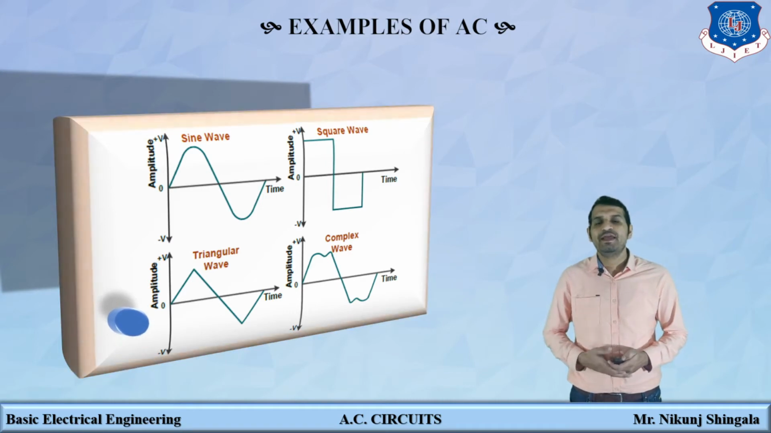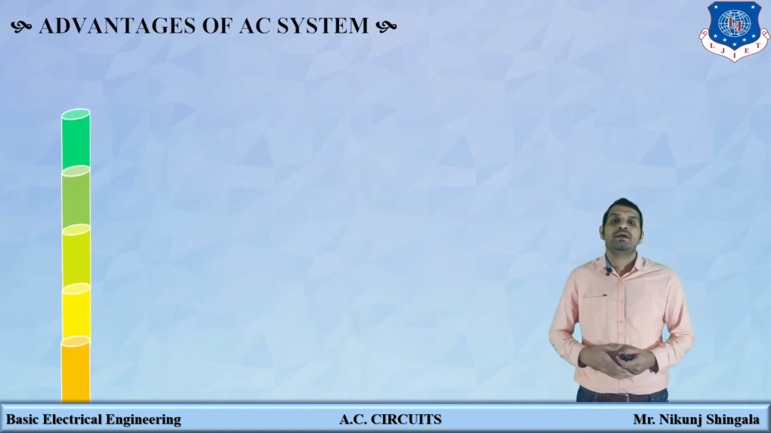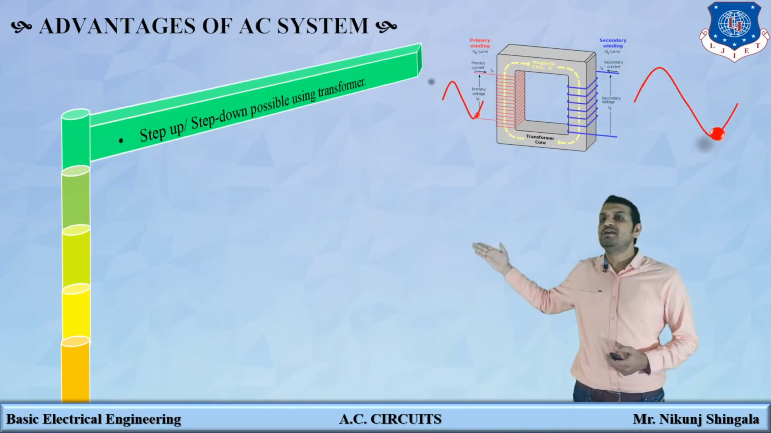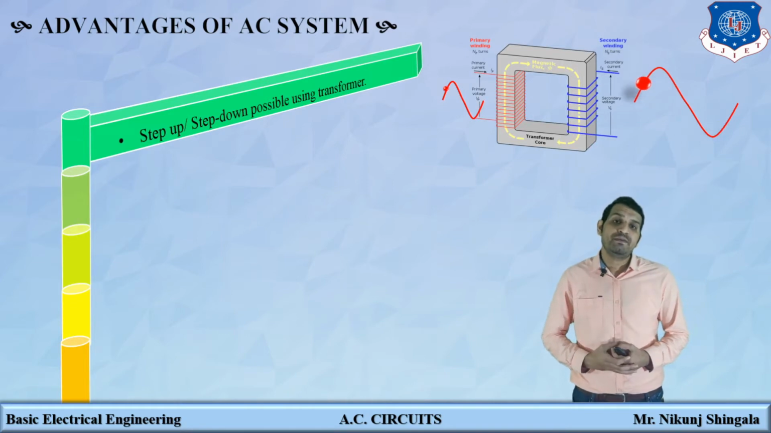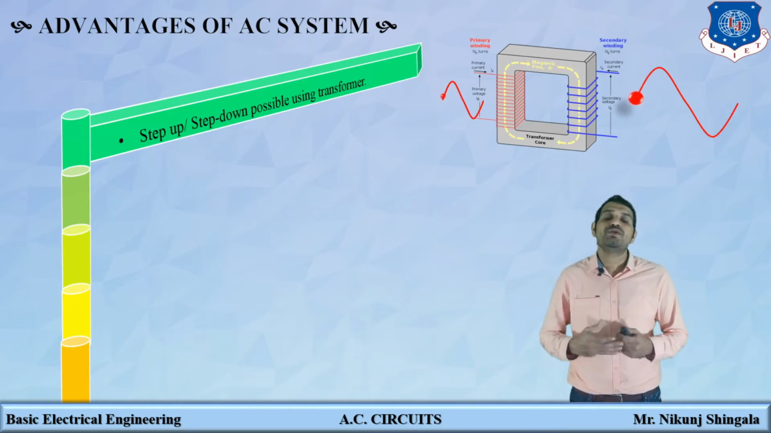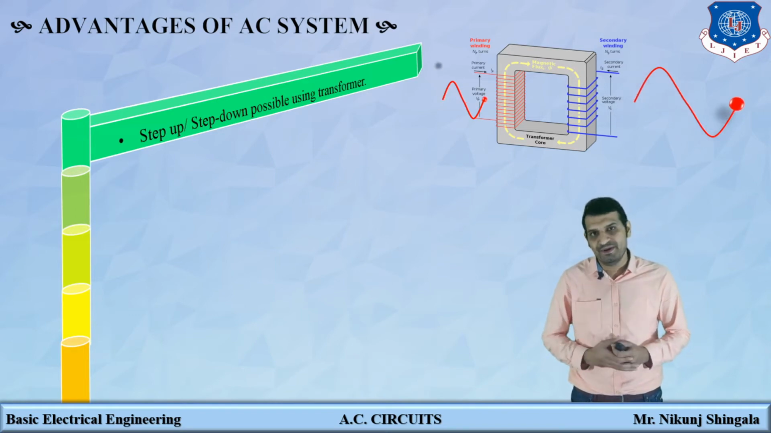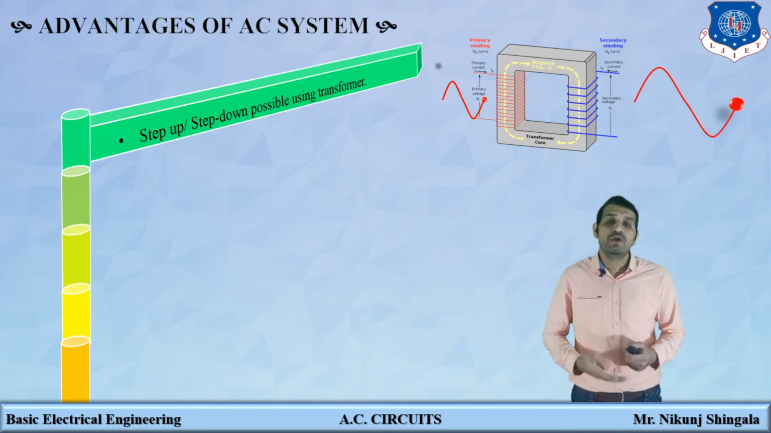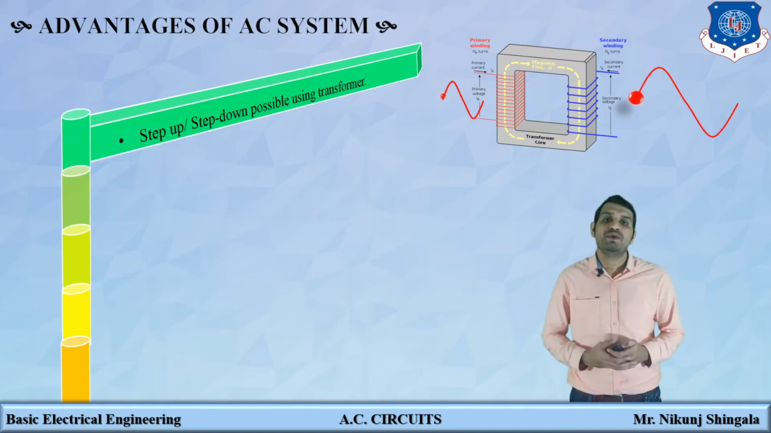Now moving towards the advantages of AC system. Which are the advantages of AC system over DC system? Let us understand one by one. The first advantage is that step up and step down of AC voltage is possible using devices known as transformers. The AC voltage generated can be raised to a high value and can be lowered down using devices known as transformers.